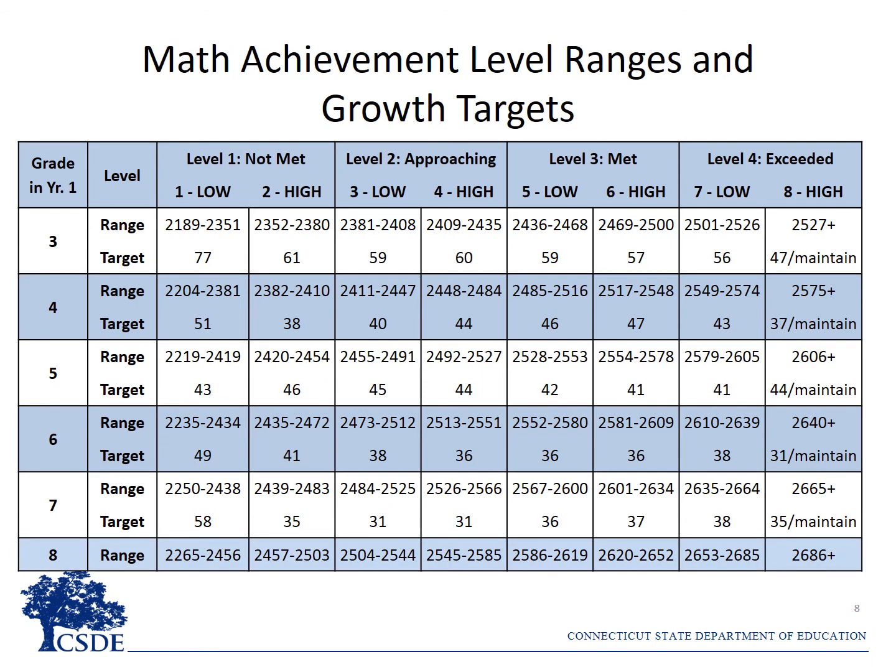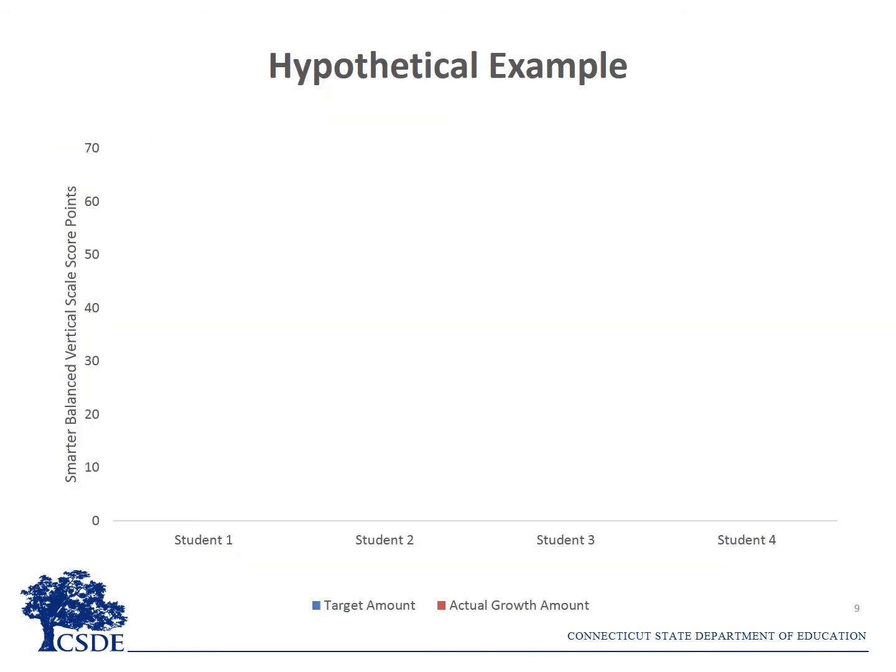And this is the annual growth target table for mathematics that should be read in the same manner as the ELA table. It is expected that these growth targets will remain in place for at least 3 years. Now let's look at an example of how the individual student level targets play out in the aggregate.